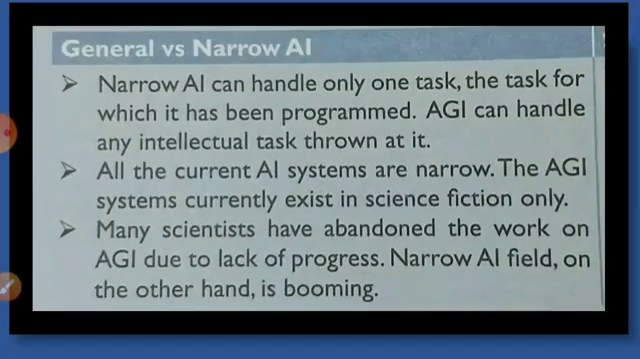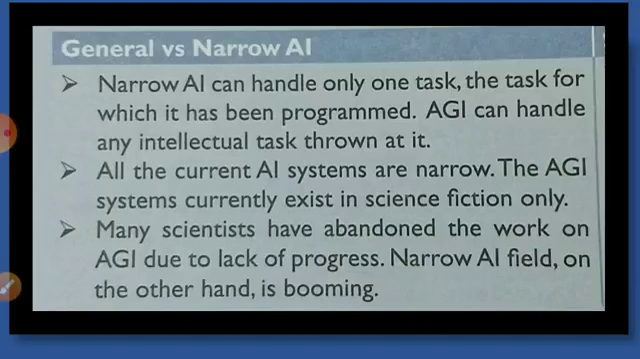Now, general versus narrow intelligence. Let us see what is the difference. Narrow AI, that is artificial intelligence, can handle only one task, the task for which it is being programmed. Whereas AGI, that is artificial general intelligence, children, can handle any intellectual task thrown at it, but still it is undergoing the research stage.